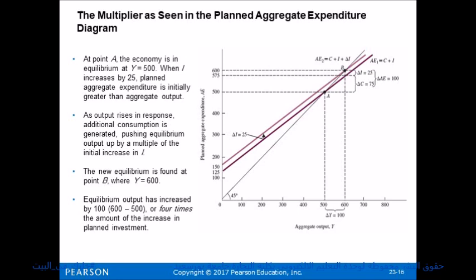where Y equals 600. Equilibrium output has increased, in this case, by 100, which is the difference between 600 and 500. So we calculate the increase in Y by subtracting 500 from 600. Or, as you can see, that difference represents 4 times the amount of the increase in planned investment.